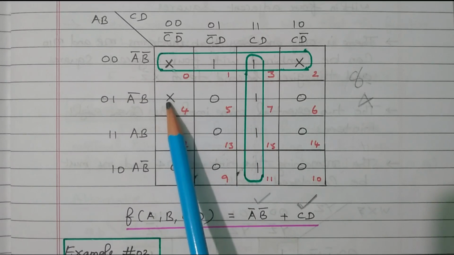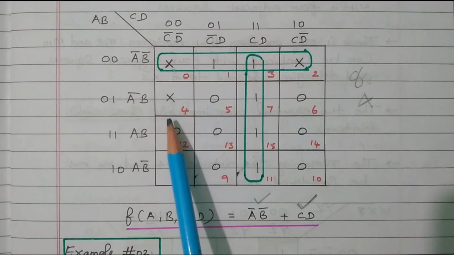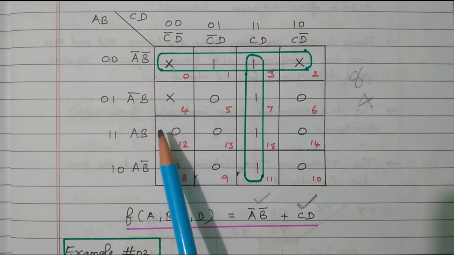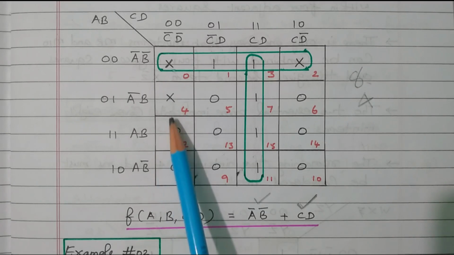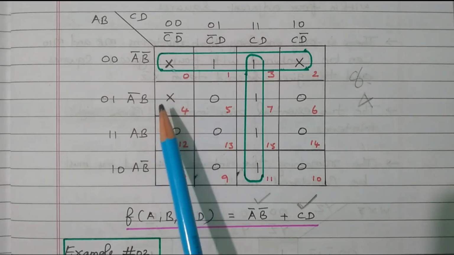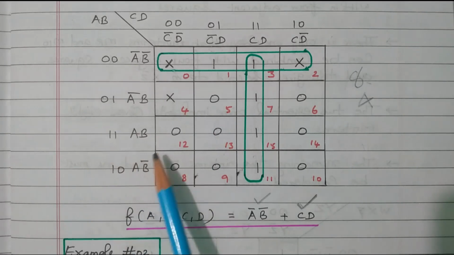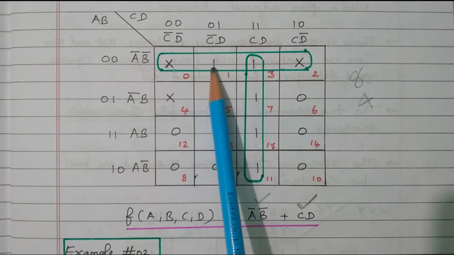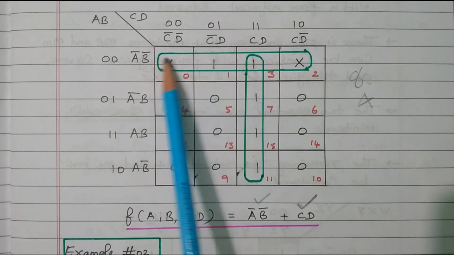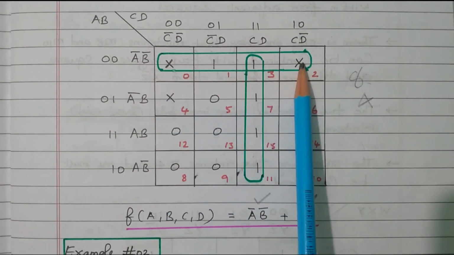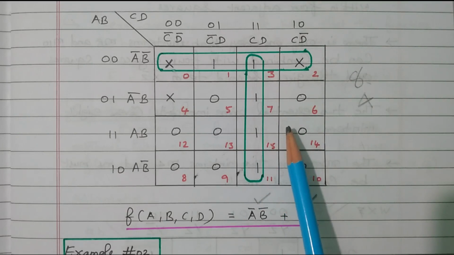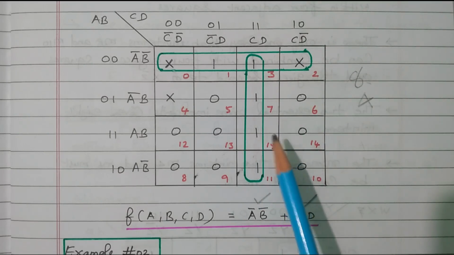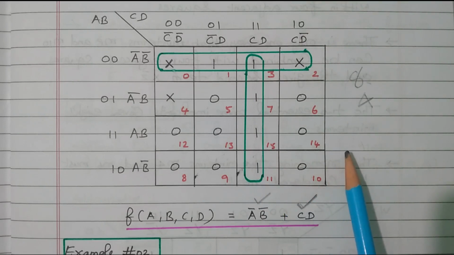See, this don't care condition is not grouped. I already told you it is not necessary to group all the don't care conditions. If we need, we can take it into account; otherwise, we can leave it. So we need not bother about this don't care condition. We did not take it into account. These two don't care conditions we took into account while grouping these two, so that we get a grouping of four cells. So in this problem, we discussed the minimization of the Boolean function in SOP form with the don't care condition. We got the final value A bar B bar plus CD.